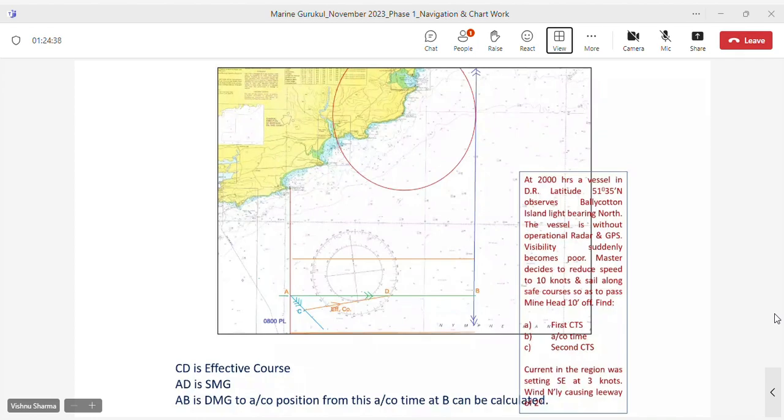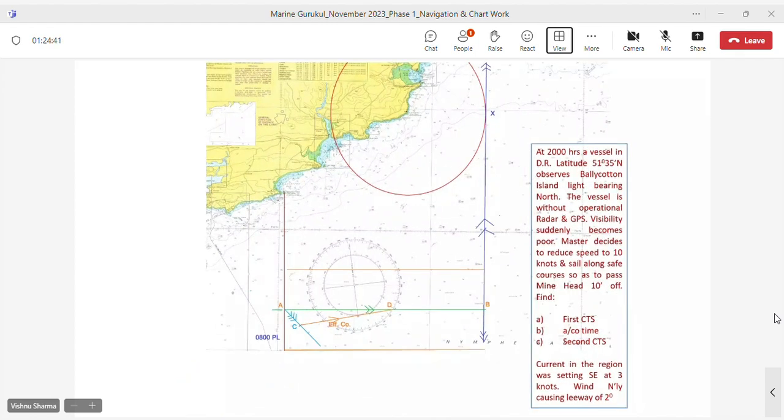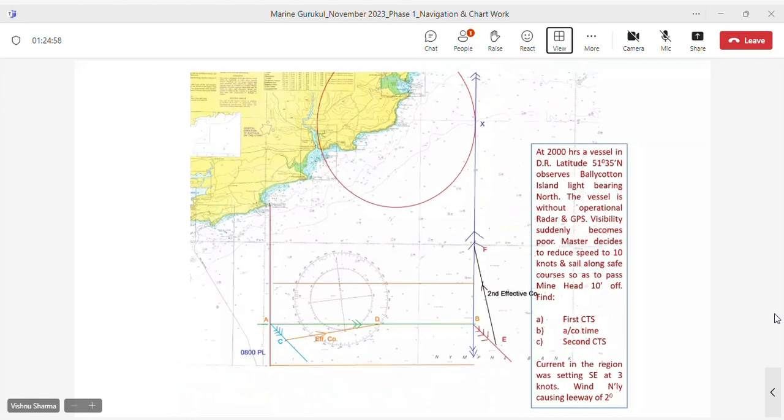Now the second CMG is along the transfer PL. You can see the arrows coming here. We'll first counteract current. Where will we draw the current? At B. We draw the current at B and counteract. That is the second effective course. Then we counteract wind to this effective course and get the second CTS.